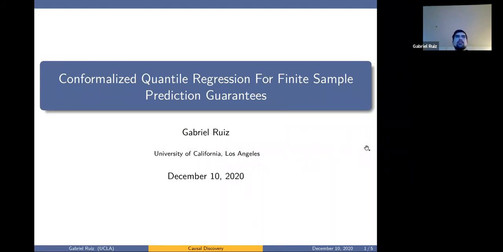So today I'll be talking about a topic called conformalized quantile regression for finite sample prediction guarantees. Next slide, please.